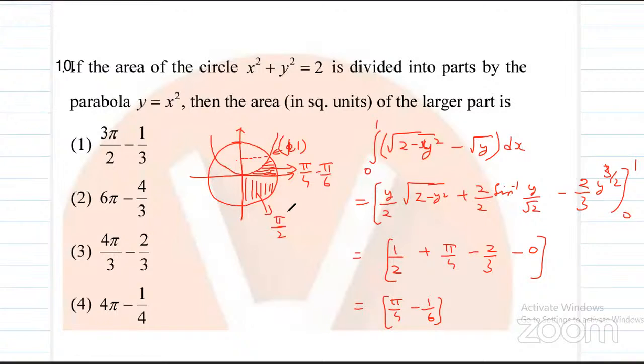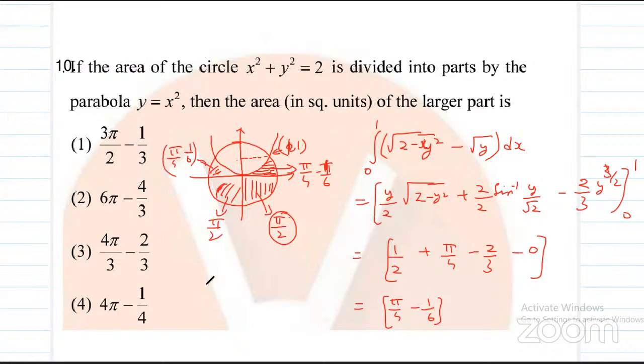Correct, this is 5 by 2. So this is 5 by 2 plus 5 by 4 minus 1 by 6, and the double of it will be there. This is 5 by 2 and this area is also 5 by 2, and this area we just got is 5 by 4 minus 1 by 6.